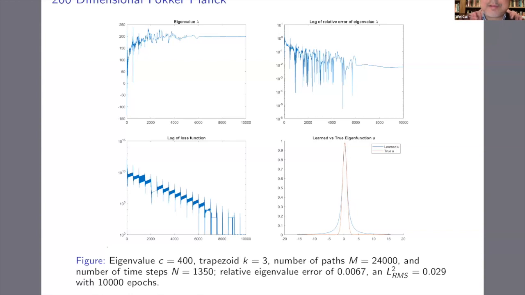This is a 200 dimensional eigenvalue problem. Again, the eigenvalue is 200. So you can see, you can catch the eigenvalue very quickly. Initially the eigenvalue is just a random number, basically, with a very big error. But somehow the Martingale loss just brings it to the eigenvalue very quickly. This is the eigenfunction.